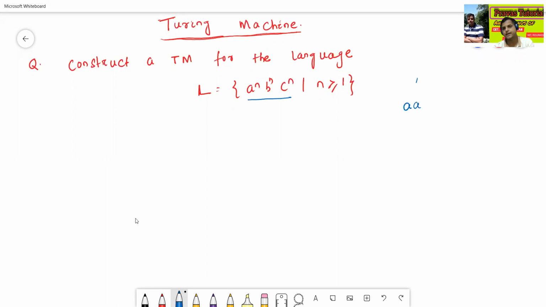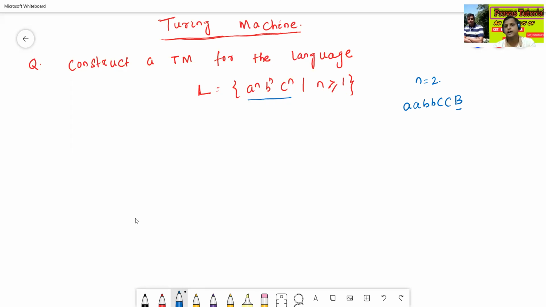For example, if n equals 2, AABBCC, and at the end of the string we write capital B. Capital B means the blank symbol, and it just works like an indicator for the Turing machine.